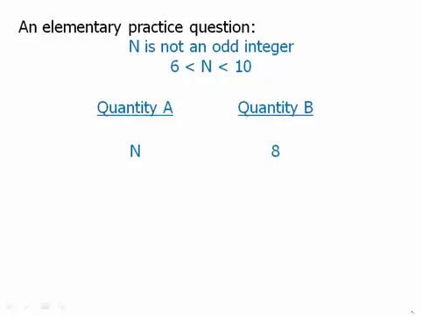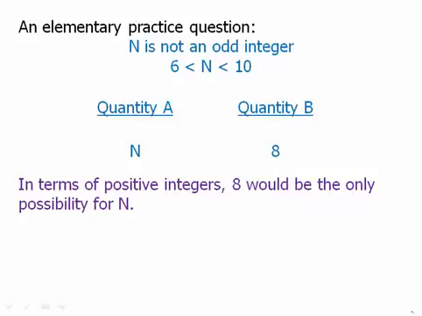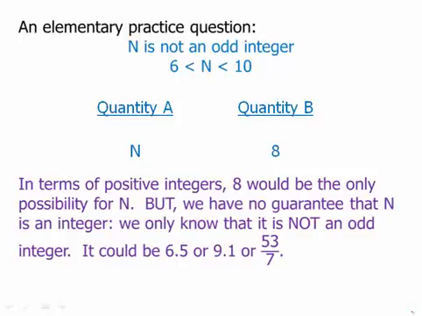And we'll be talking about this a lot in the math module. So this is your first notice of this. Don't get stuck in the trap of thinking only in terms of numbers you can count on your fingers, what we technically know as the positive integers, because there are many, many other kinds of numbers. So yes, in terms of positive integers, 8 would be the only possibility for n, but we have no guarantee that n is an integer. We only know that it is not an odd integer.